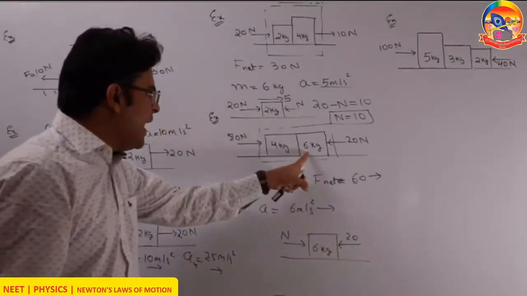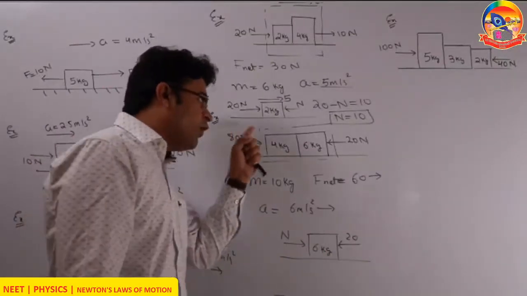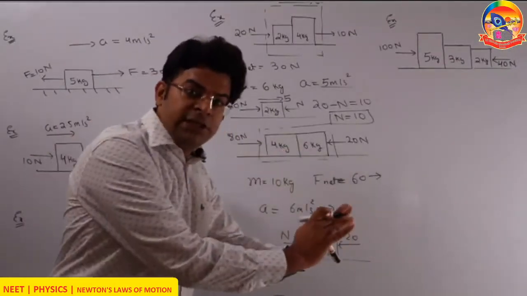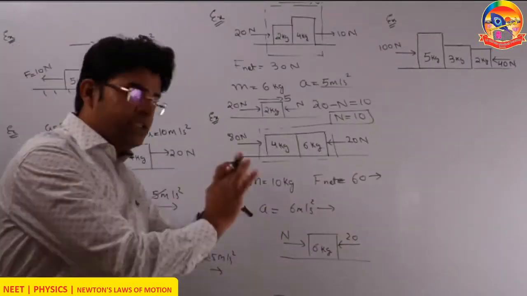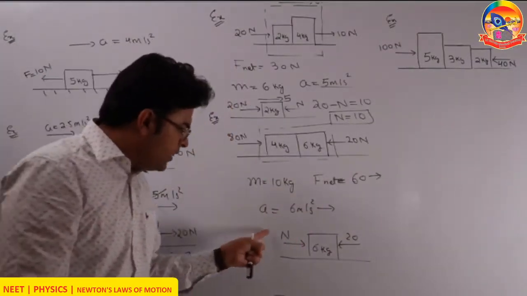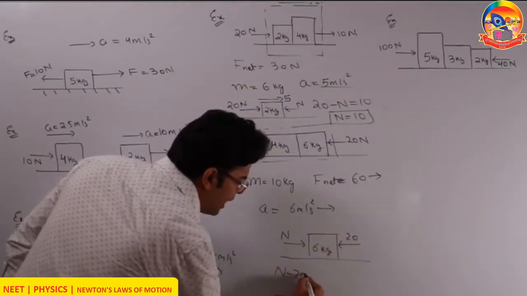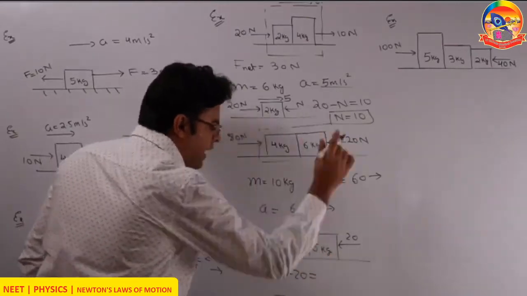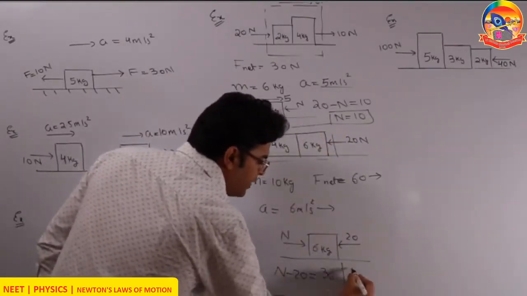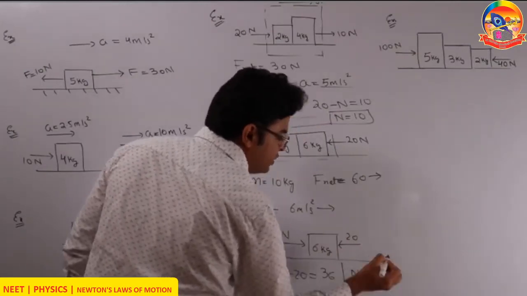On the 6 kg block, no 80 Newton force is acting. The 80 Newton force acts on 4. Then 4 pushes 6, and the force with which 4 pushes 6 is N. So the net force acting on the 6 kg towards right is N minus 20. The net force in the direction of acceleration equals mass into acceleration, 36. So the normal reaction acting between them has to be 36 plus 20, that is 56.